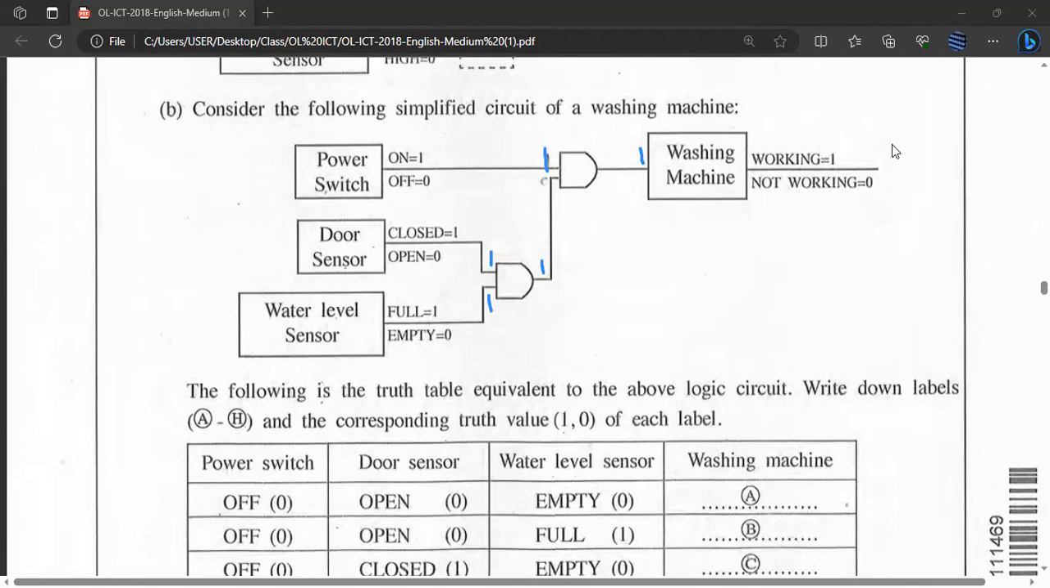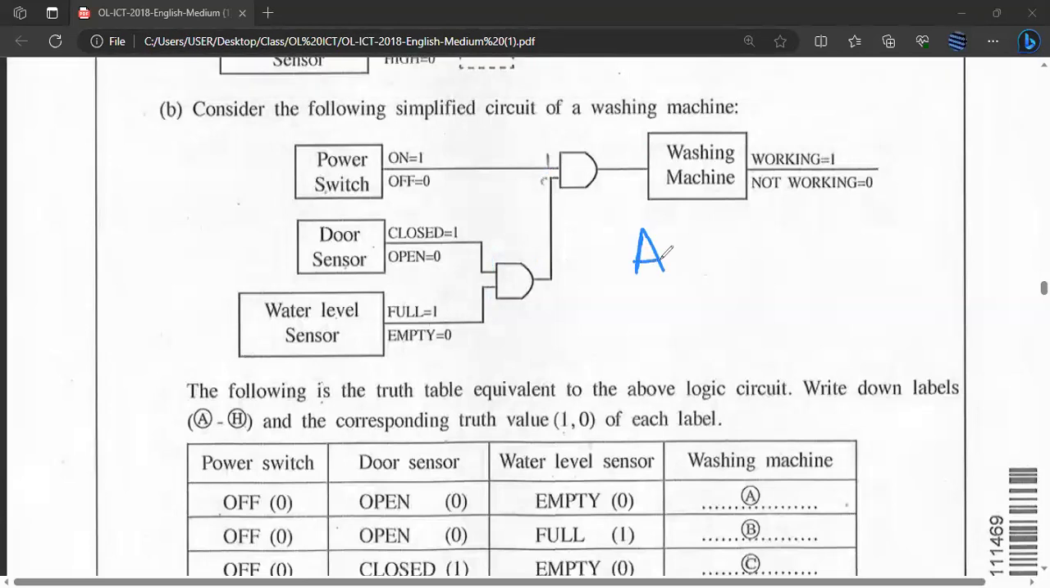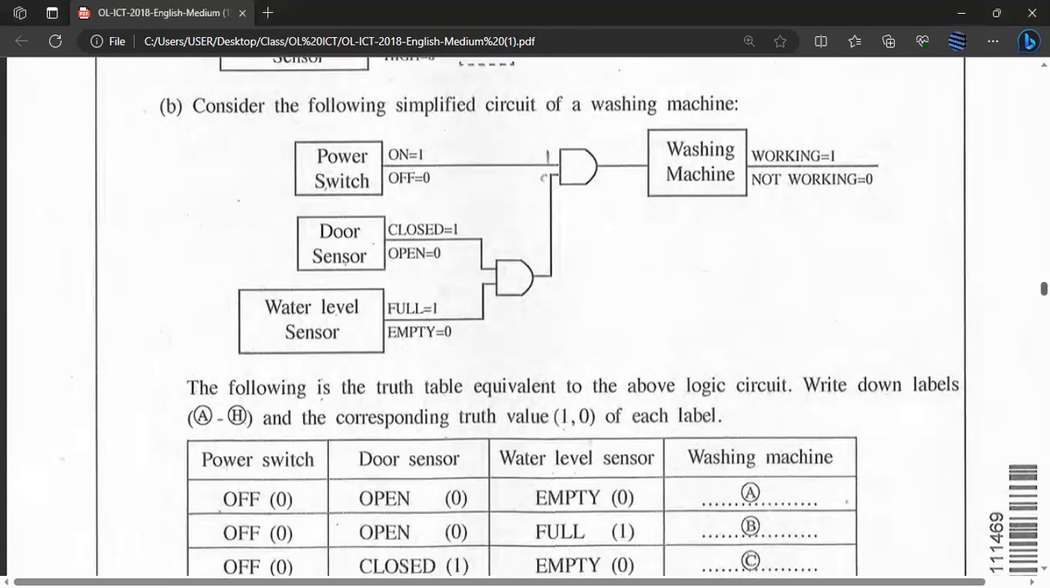So your answer must be: G it is 0, H it is 1. Right, so this is the answer for this question. Next question, moving forward.